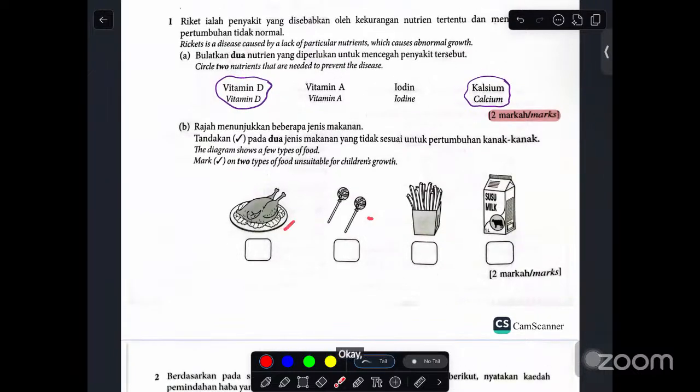Okay, ada beberapa jenis makanan. Which one is not suitable untuk pertumbuhan kanak-kanak? Same thing. Check markah. Ada dua. So give me two. Assuming A, B, C, and D.